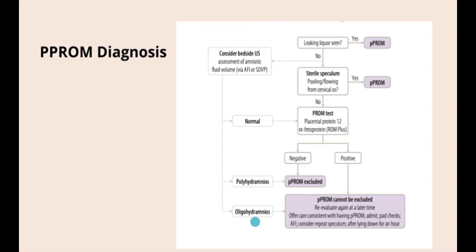If they have low amounts, if they have oligohydramnios through the amniotic fluid index, which is the ultrasound they do at the bedside to detect that, then you can't really exclude PPROM. So this is a good diagram to understand this process and really understanding that PPROM can be diagnosed by seeing liquor or by doing some bedside tests or doing a physical exam or by relying on ultrasound findings.